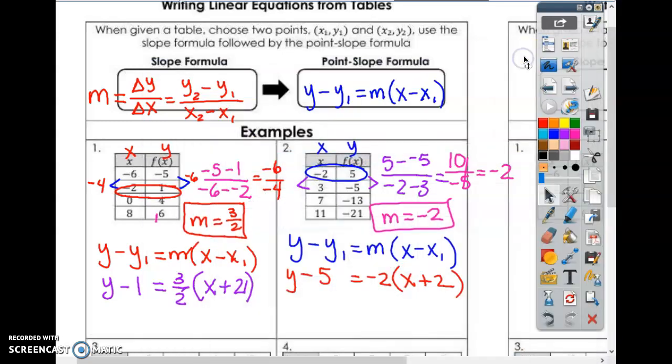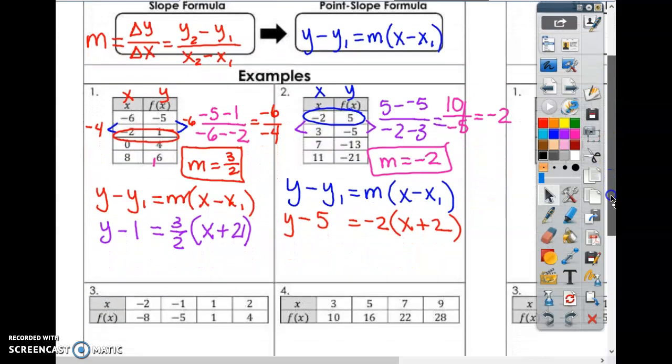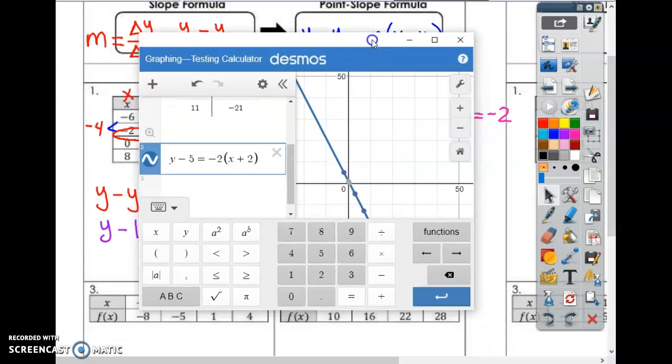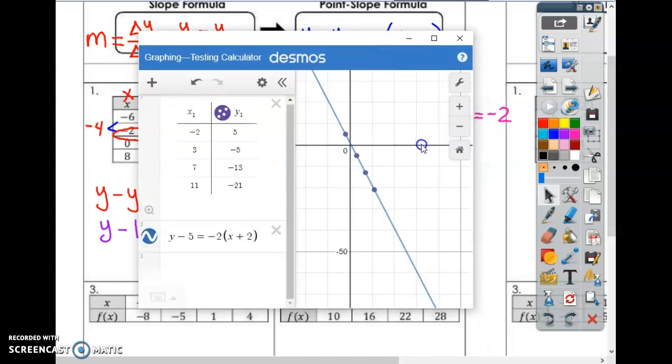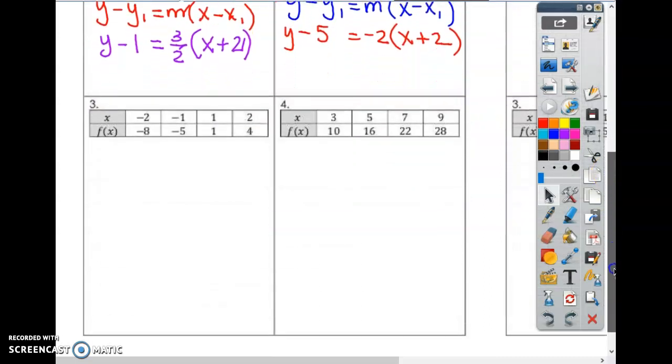Pause the video and go ahead and do that. Okay, so you should have put the whole table and the equation in decimals, and this is what it looks like. Okay, the equation goes through all 4 points, so that's the answer. Let's go ahead and do problem number 3.